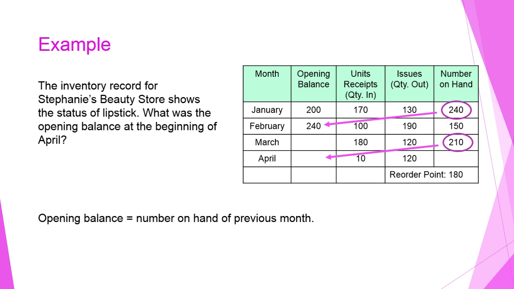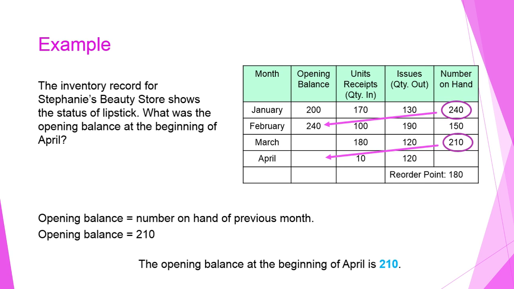So same thing, we're trying to find the opening balance for April. So opening balance for April is going to be the number on hand for March, which is 210. And that is the final answer for that one.